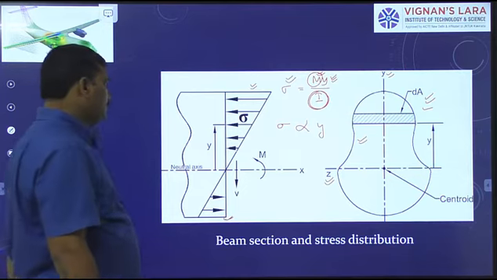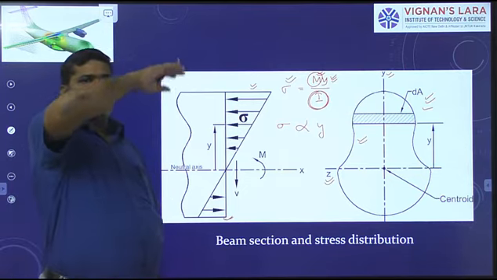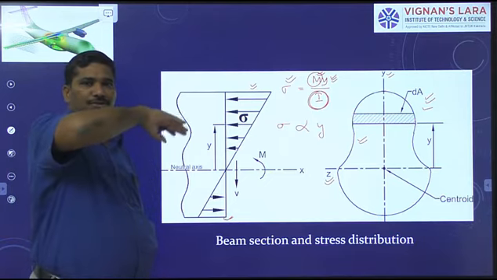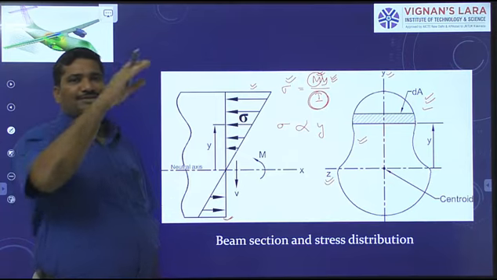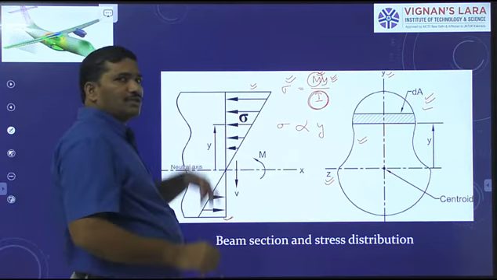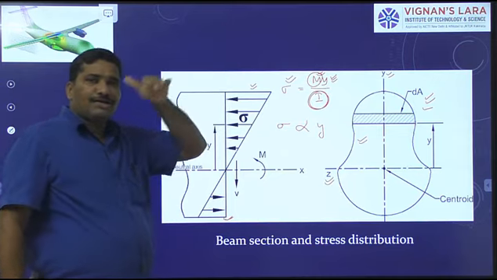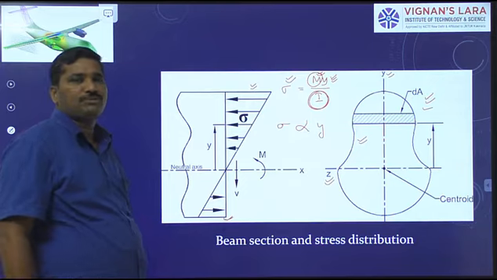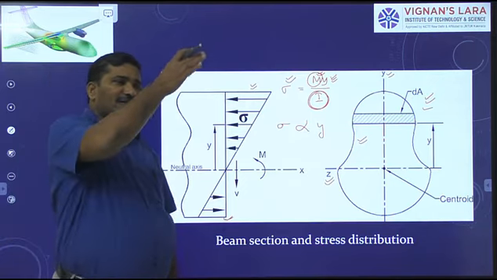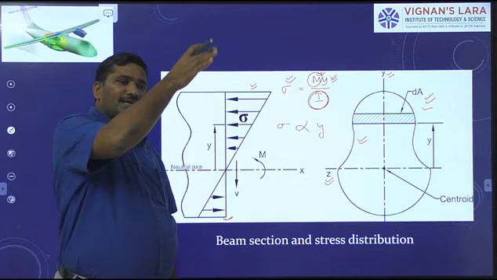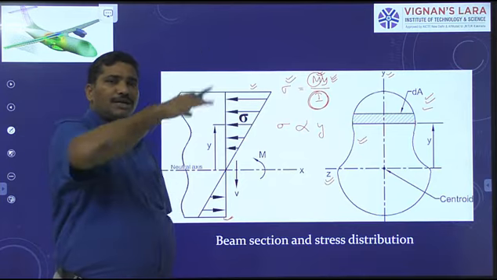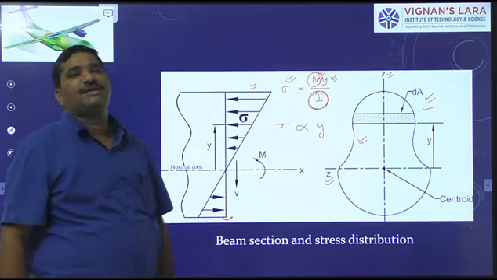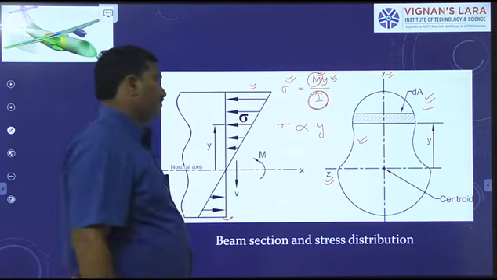Now, if the beam bends like this, with convex side upwards, tensile stresses are induced in the top fibers and compressive stresses are induced in the bottom fibers. If the beam bends with concave side upwards, compressive stresses are induced in the top fibers and tensile stresses are induced in the bottom fibers.